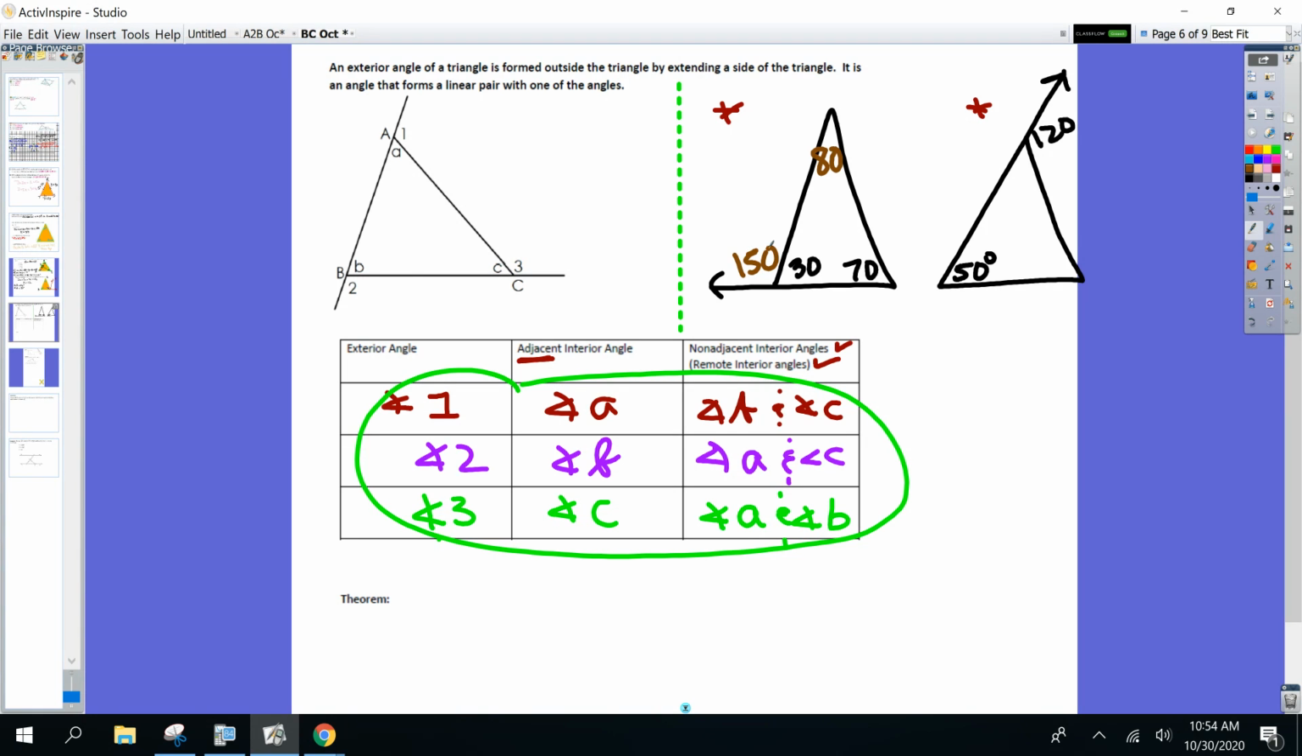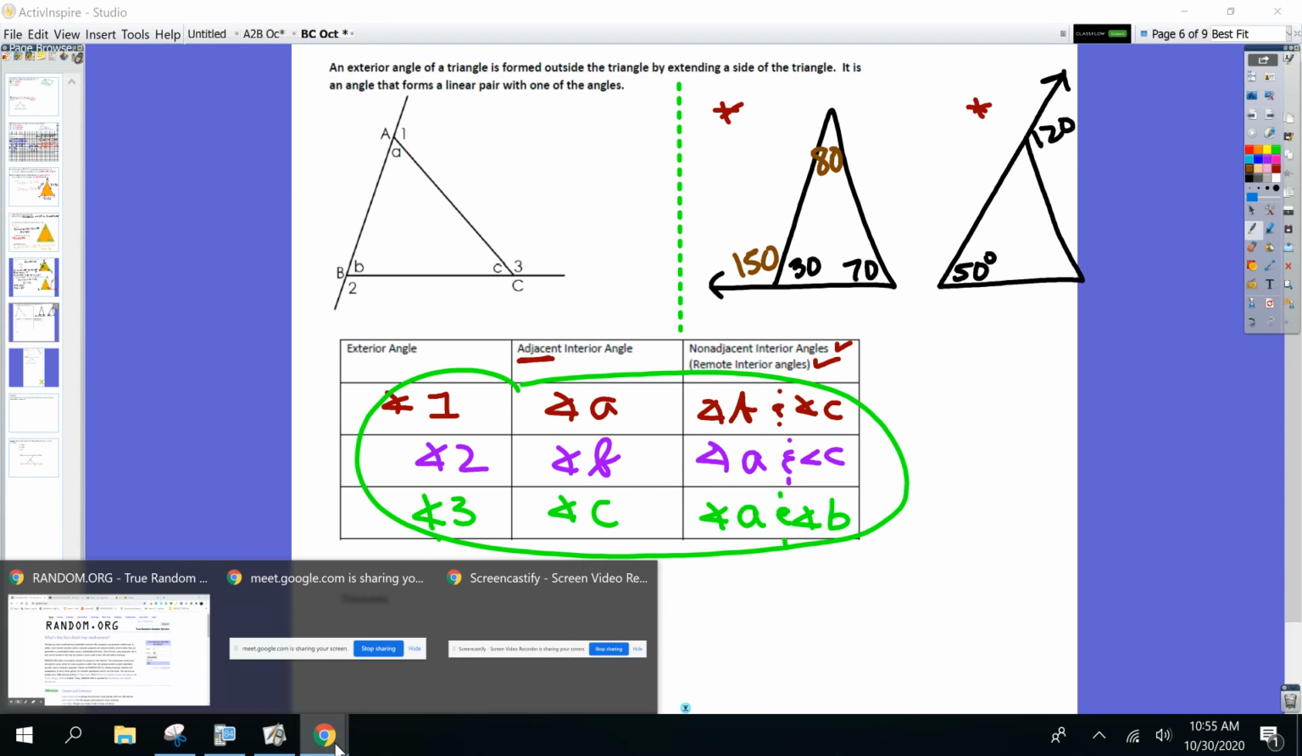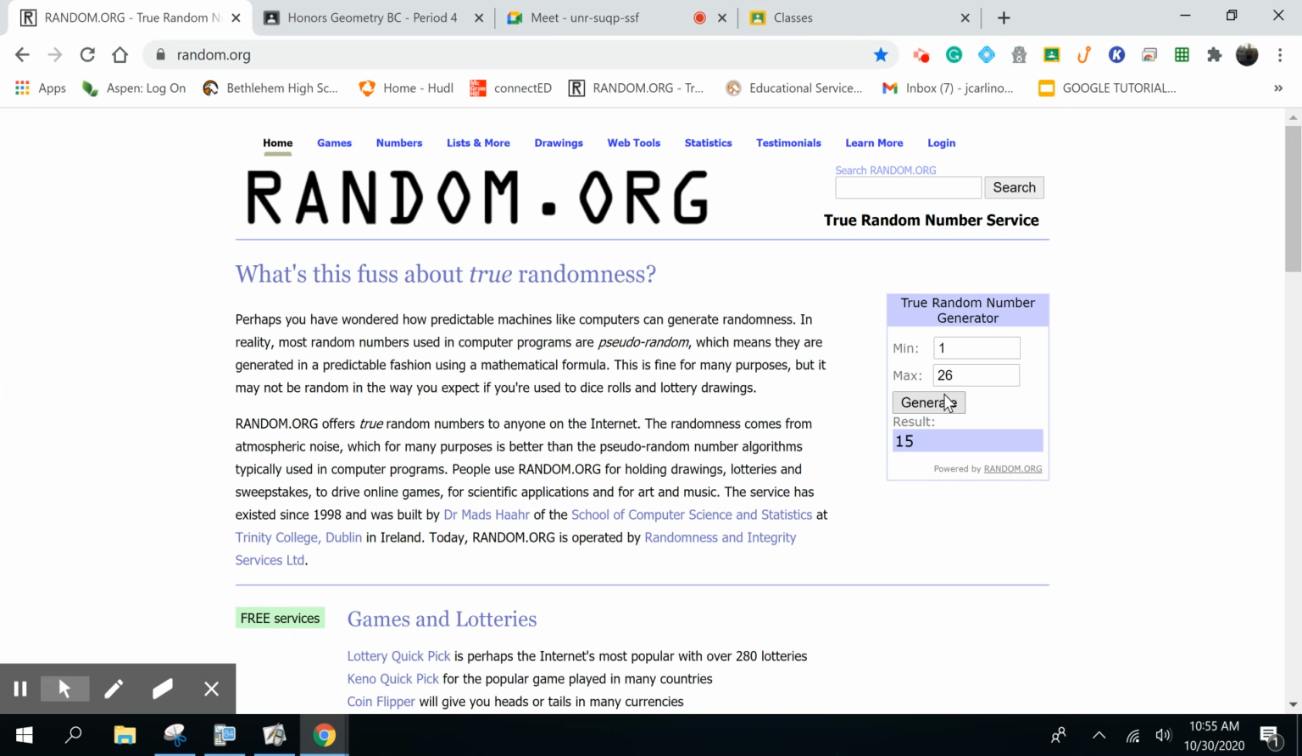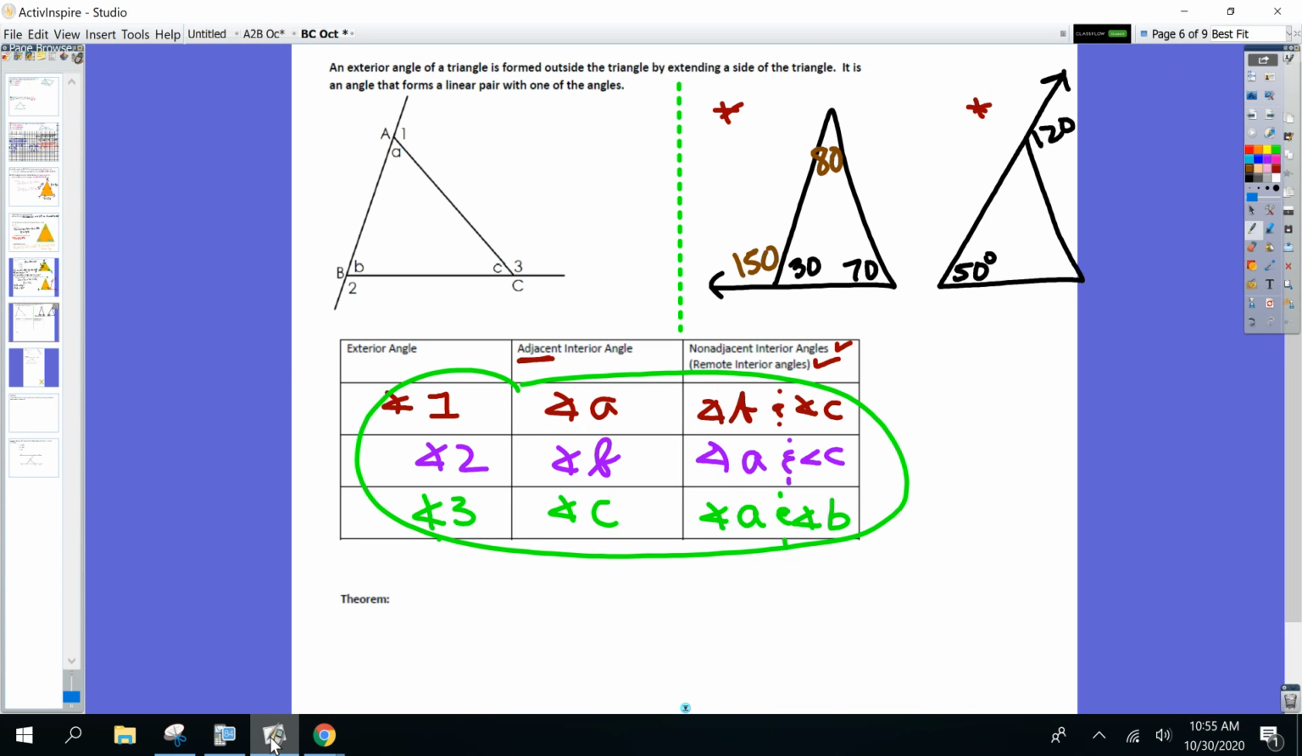Let me go to my next triangle now. Help me find the two interior angles that are missing of my triangle. Will, what's the angle next to 120? 60 degrees. Good. So I have 60 and 50. What's the other missing interior angle? 70 degrees. Good job. All right, now it's on you guys.